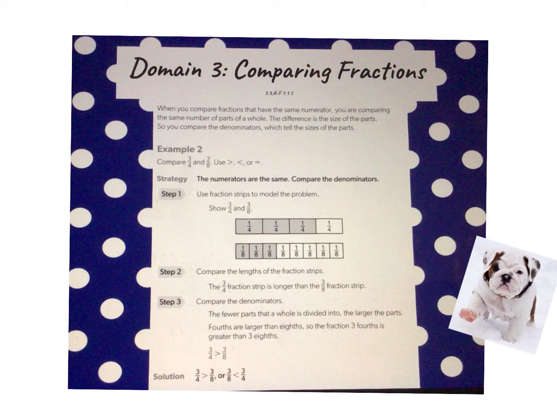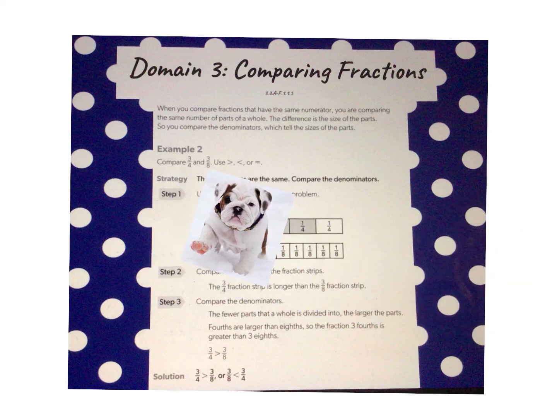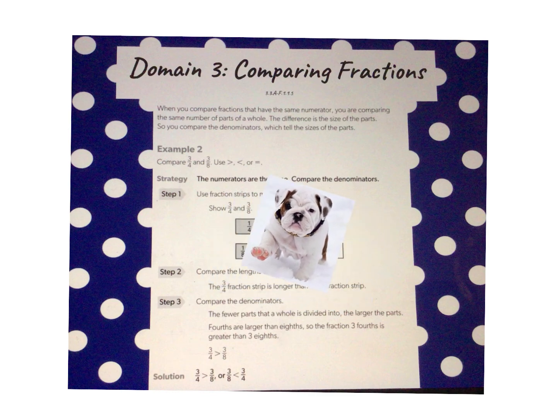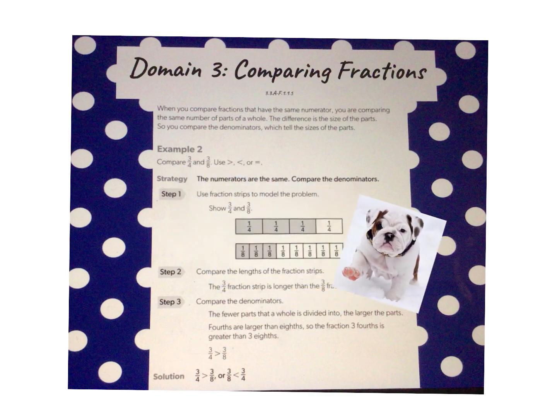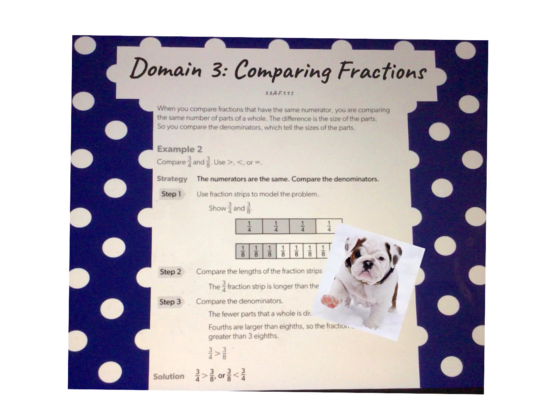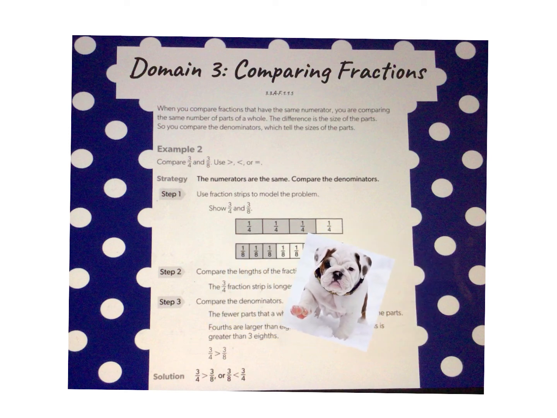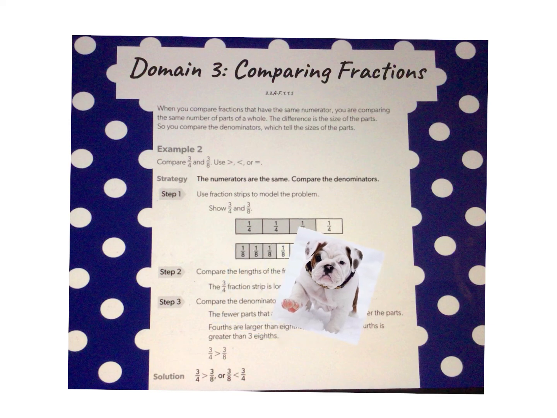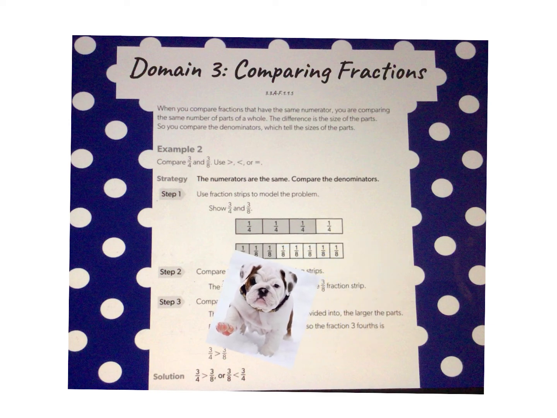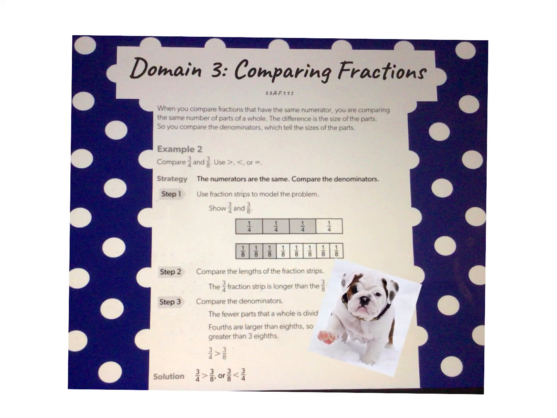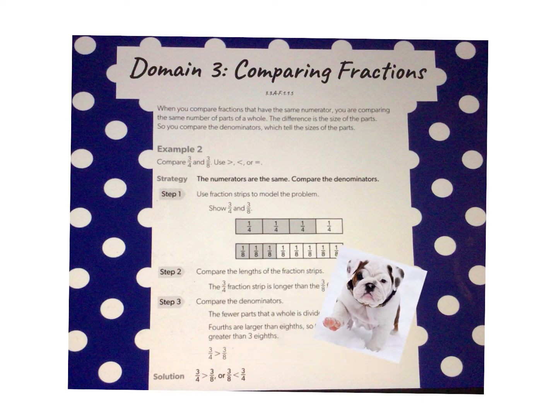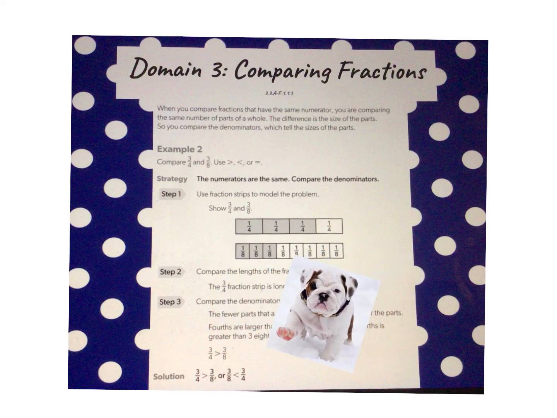Over here, for example, we have 3/4 and 3/8. So now the numerators are the same. So they're both 3 parts. So we have to take a look at that denominator. So we can use fraction strips to help us and represent 3/4. We notice that the fourths are broken off into bigger pieces, and eighths, they're broken off into 8 pieces. So in that same whole, we know that the fourths are bigger than the eighths.